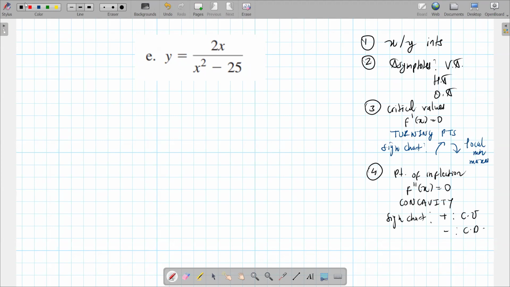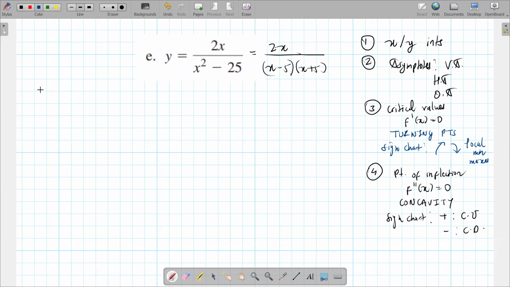All right, let's start. This one's not that difficult. It's just a linear over a quadratic. I'm just gonna factor this just to see if I can cancel out the x's. What does x squared minus 25 factor to? So it'll be x minus 5, x plus 5. It's a difference of squares. So nothing really happened here, which is fine.